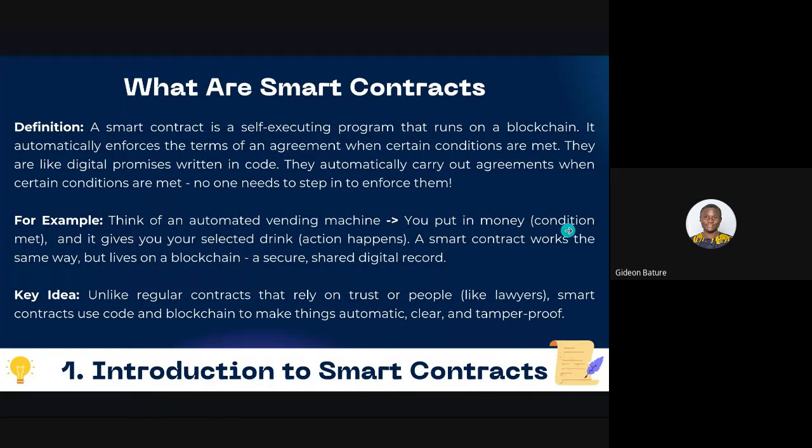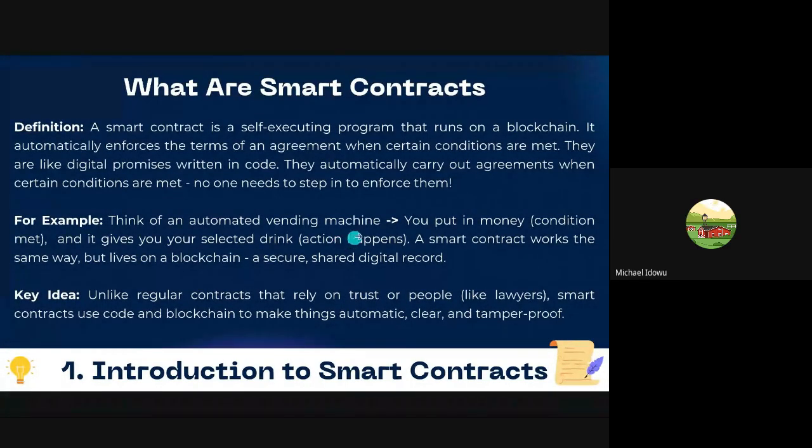So once you put in this money, which is the condition for the vending machine to give you your drink, the next thing is the machine will give you your drink, right? Why? Because you have met a condition, which is putting in the money for the drink. So the machine will do everything and then deliver your drink to you. That is exactly how a smart contract works. But just like I said, a smart contract runs on the blockchain.